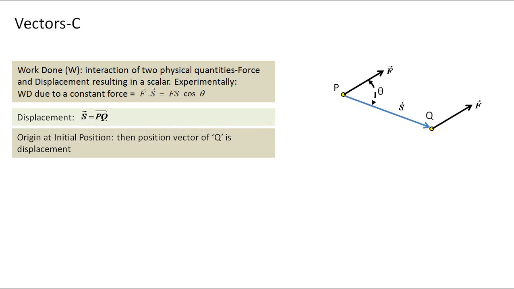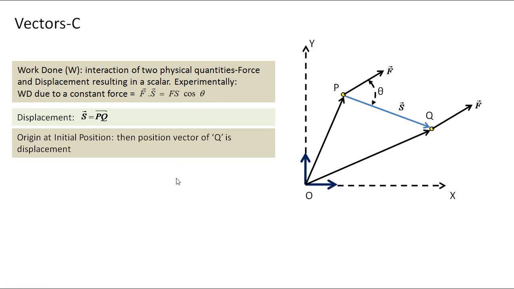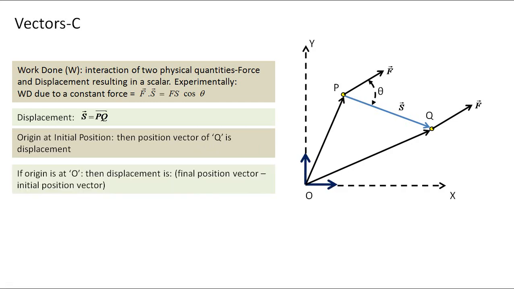If we choose the origin to be the initial position, the displacement S vector is equal to the position vector of Q. But if the origin is at some other point O, not at the initial point, then the displacement is again PQ vector, which, as we have seen in previous cases, is the final position vector minus the initial position vector, OQ minus OP vector.